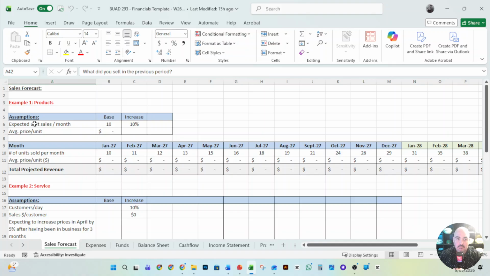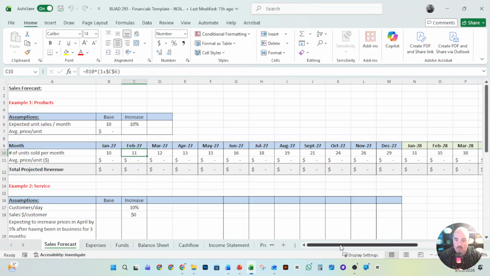Now, this is pretty straightforward. How many sales are we going to make per month? What is the price per unit? And then, are we going to add an increase here? So this is a 10% increase. We can see we're starting with selling 10 per month. That's in our first month. And then that percentage increase here, the 10%, has been increased over time.